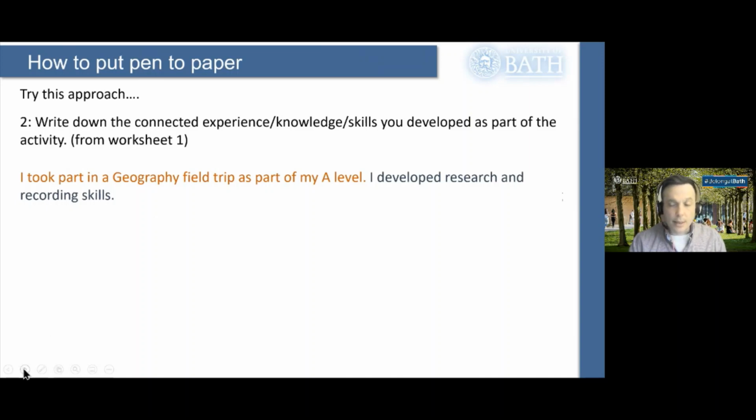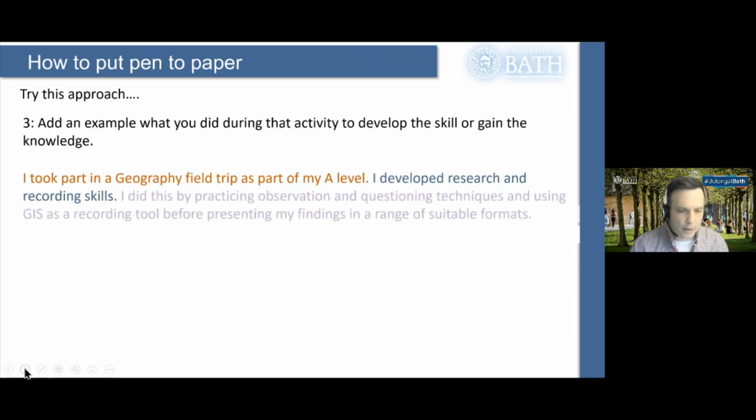Then the third element is this course. That's when you have to go away and be a bit creative and think to yourself, how do these two things have an impact on the course that I'm applying to? Why are they relevant? And again, you would have got some understanding of that from your research, but here's my version of it.